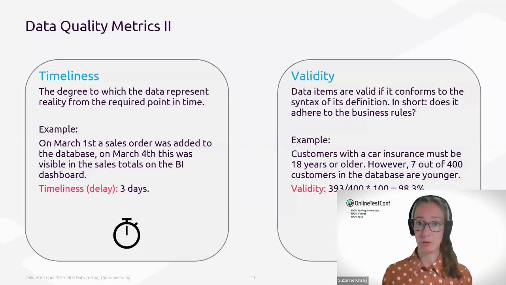Validity. In short, does it adhere to the business rules? So the example here is clear. No, customers that have to be 18 years old, or anybody who's younger is not valid. But it can also be more abstract. If you have a student database and they have a class and the class is defined in the business rules as number, letter, two numbers, and anything that doesn't adhere to that is invalid. So it can be any kind of business rule.